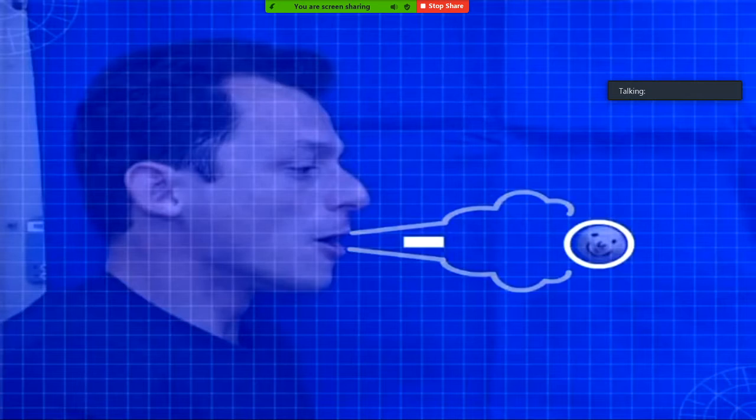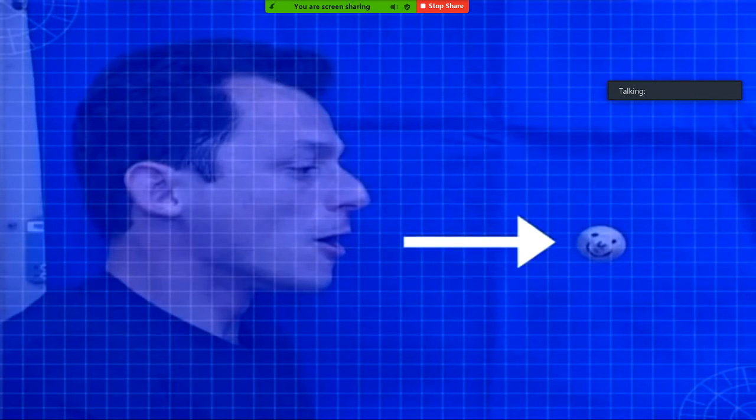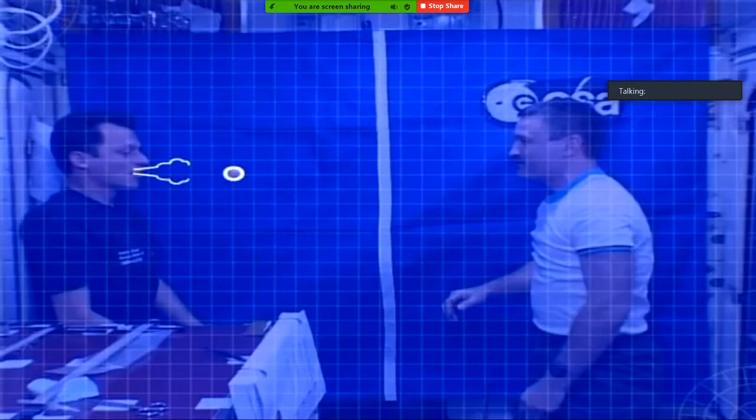So, that's Newton's first law. An object at rest stays at rest unless acted on by a force. And an object in motion will stay in motion unless acted on by a force.